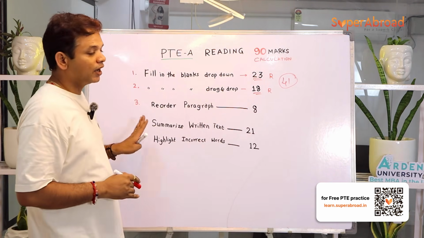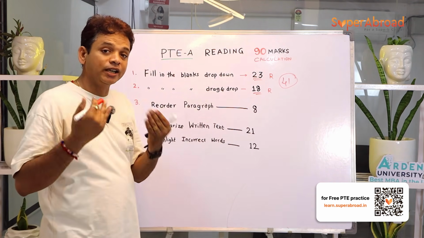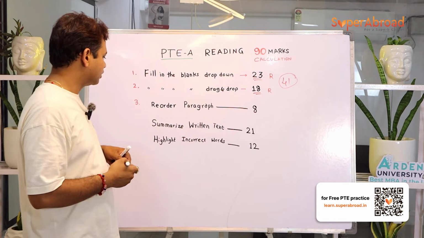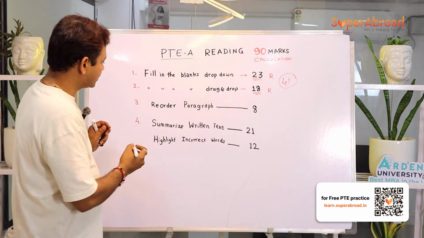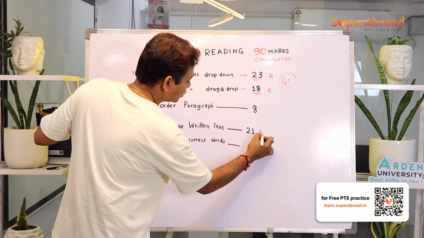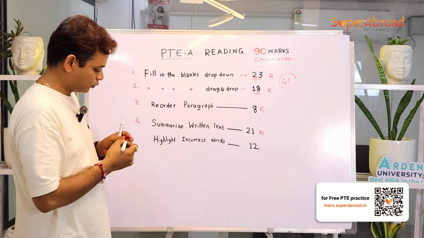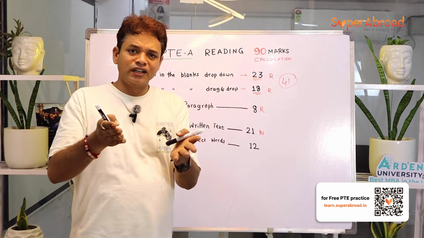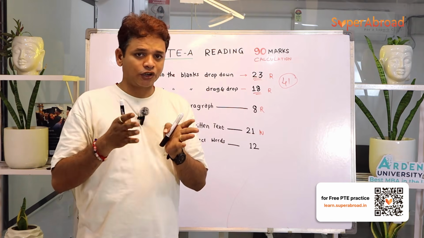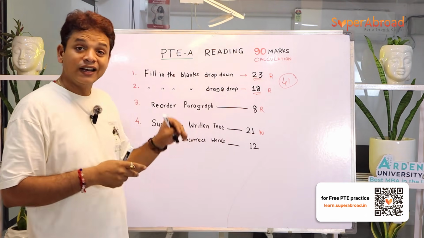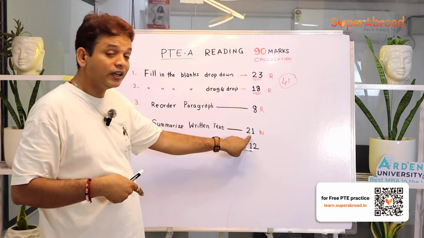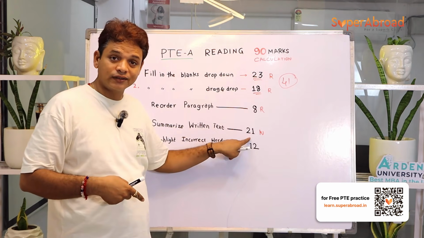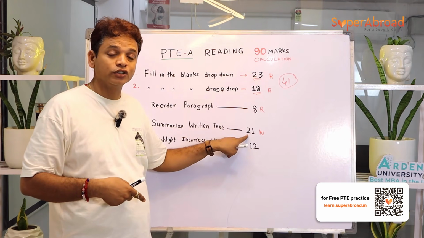Now, we will look at the tasks that are not present in the reading module but supply score to reading. What are they? First one is summarize written text. This task belongs to writing module. All you will do is summarize a passage in 1 sentence within 75 words. That's what you do there. And when you answer it well in the writing module, this supplies 21 marks to you in the reading. So this is a very crucial task in terms of score contribution in the reading.